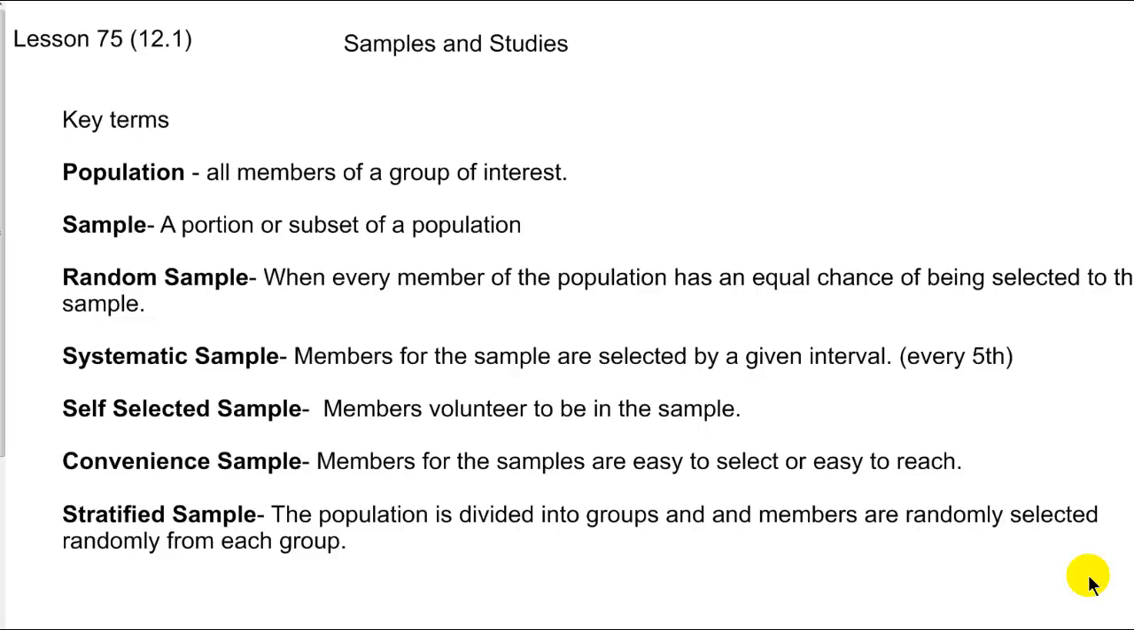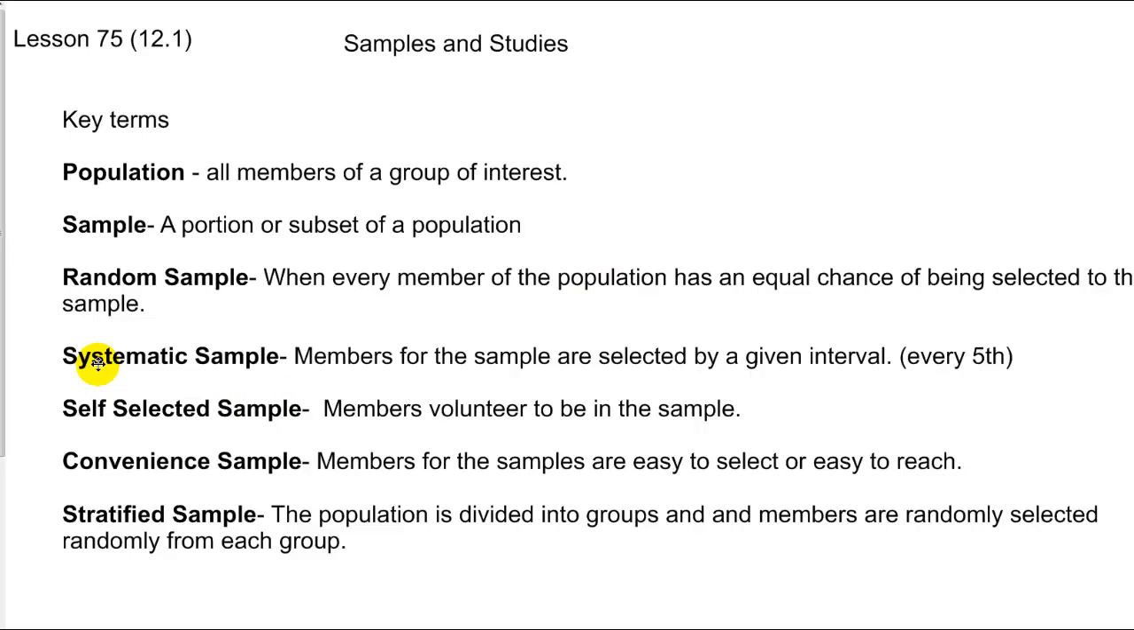The first one is what's called a population, and a population is just all the numbers or members of a group of interest that you're looking at. A sample is a smaller portion of that population or group. A random sample, when you take a random sampling of a population, is when every member of that population has an equal chance of being selected.